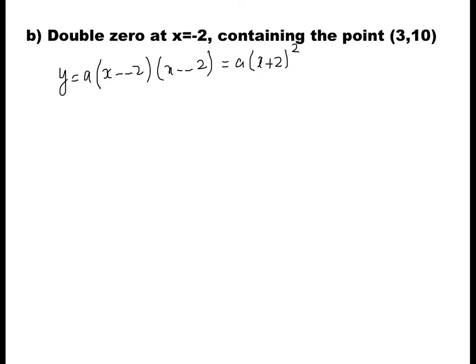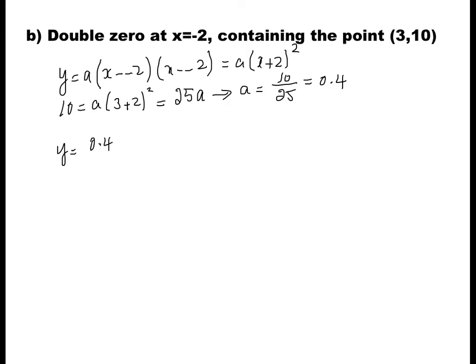Now it goes through the point (3, 10). So when y is 10, x is 3. Now 3 plus 2 is 5. 5 squared is 25, so we get 25a. Now isolate a by dividing by 25, so a is 10 over 25, which is the same as 0.4. So we say that y is 0.4 times (x plus 2) squared.